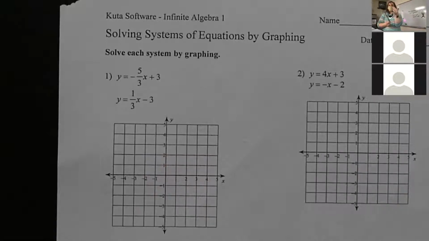Now let's say I have a line like this and a line like this. These are parallel lines. Are they ever going to meet? No. So what's their solution? No solution, right? Because they're never going to meet.